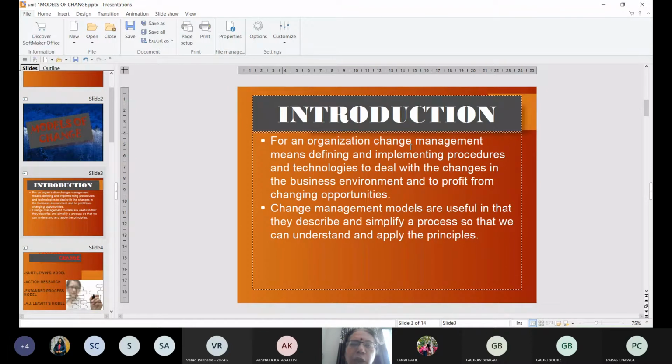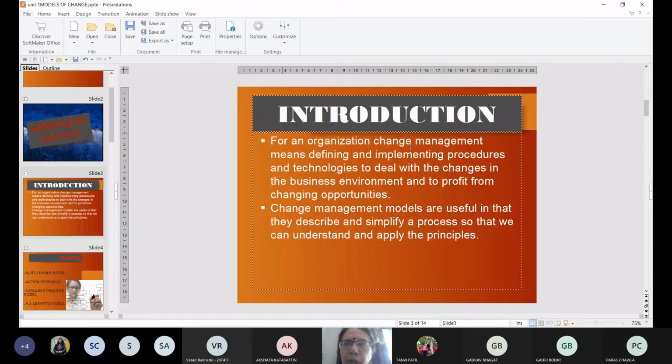For an organization, change management means defining and implementing procedures and technologies to deal with the changes in the business environment and to profit from the changing opportunities. The business environment around you is continuously changing, so as the HR manager you have to adapt to the change. You have to see to it that your employees quickly adapt to the change, to the new technology, to the new procedures, so that your organization can profit or gain from the changes which are happening around you.